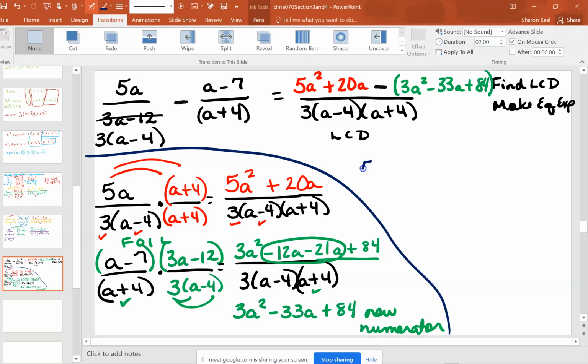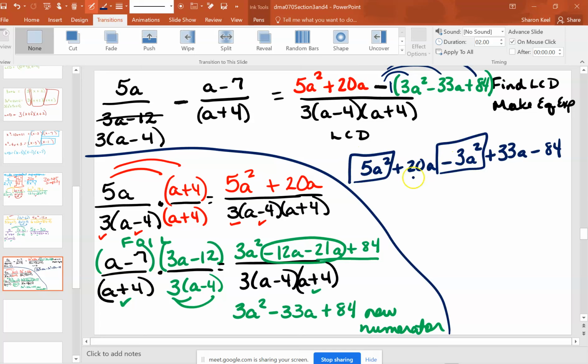So what I have is 5a squared plus 20a. This is going to be distributed as a negative 1 to all of those terms. So that's going to become minus 3a squared. Then it's going to become plus 33a, and then a minus 84. Now, before I put the denominator, let's finish combining these like terms. 5a squared minus 3a squared is 2a squared. 20 and 33 gives me plus 53a minus 84.